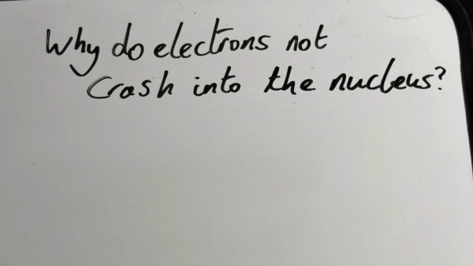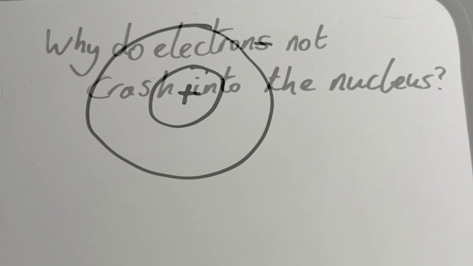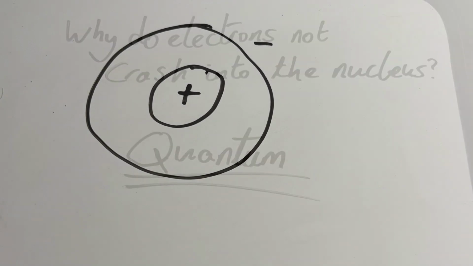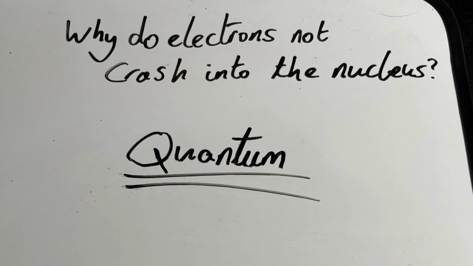The next question is, why do electrons not crash into the nucleus? And this is obviously referring to their opposite charges and the forces of electrostatic attraction. And one of my friends at home is going to be kicking his legs in the air when I say the answer lies in quantum physics.